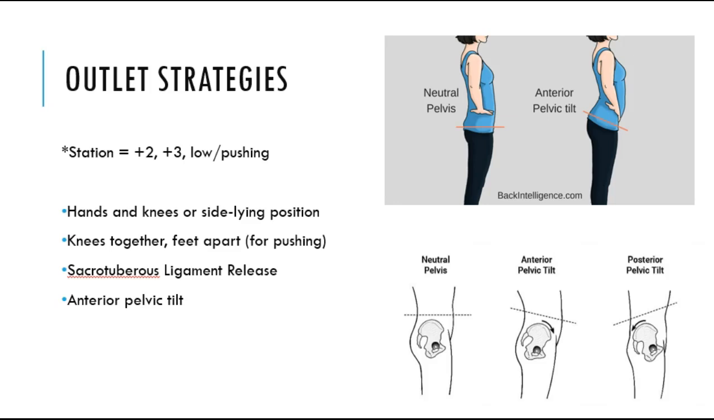Okay, and then the anterior pelvic tilt would be better at our outlet. So that posterior pelvic tilt is better for getting engaged and getting in our inlet, but that anterior pelvic tilt, where your hips kind of pop out, creates a little bit more room when we're talking about our outlet.